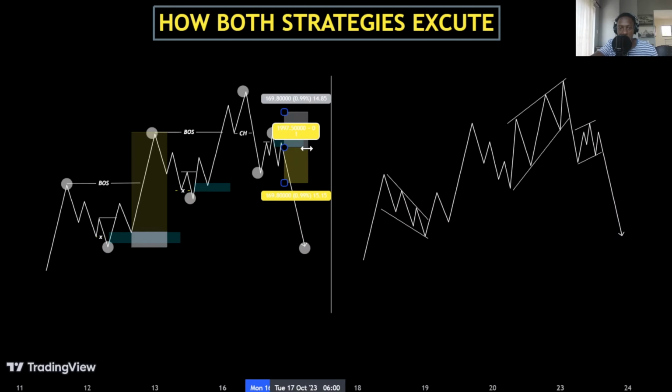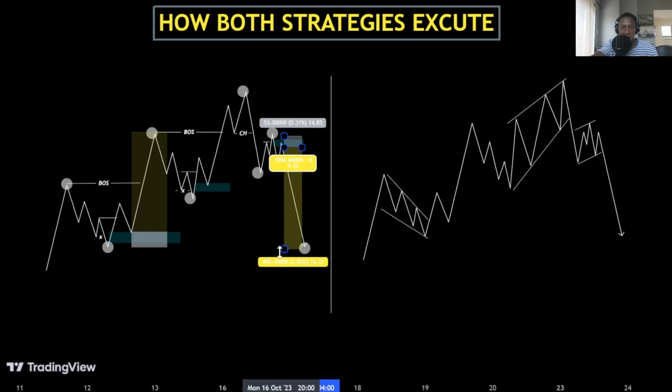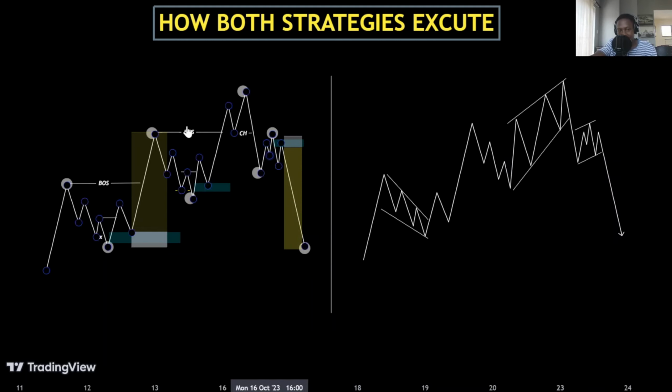So that's how you execute for a reversal in SMC, right? And obviously targeting the lows using the Fibonacci. That's clean cut simple, right?